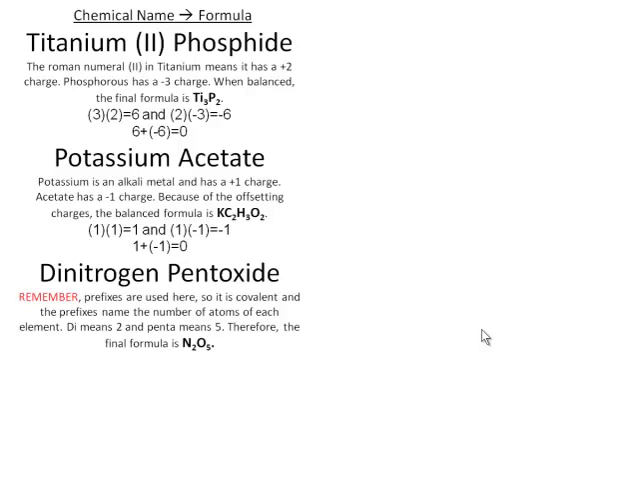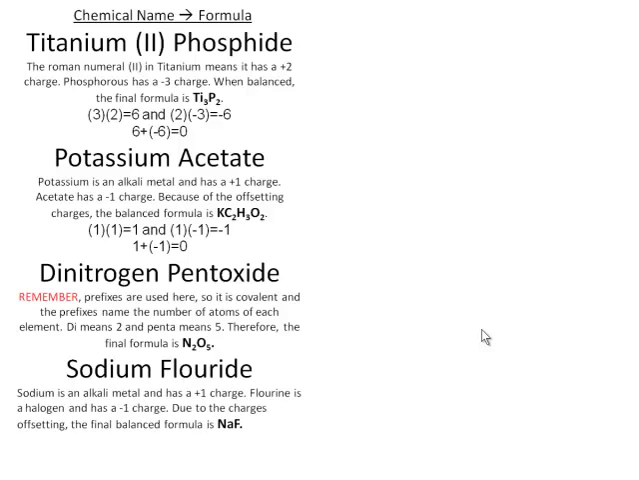Our fourth and final example of changing a chemical name to a formula is sodium fluoride. Sodium is an alkali metal just like potassium, so it has a +1 charge. Fluorine is in the 17th column of the periodic table and is a halogen, so it has a -1 charge. Due to the charges offsetting of +1 and -1, the final balanced formula is NaF. There is 1 sodium ion with a +1 charge and 1 fluoride ion with a -1 charge, and 1 plus a -1 equals 0. Now we're going to change chemical formulas to the names.